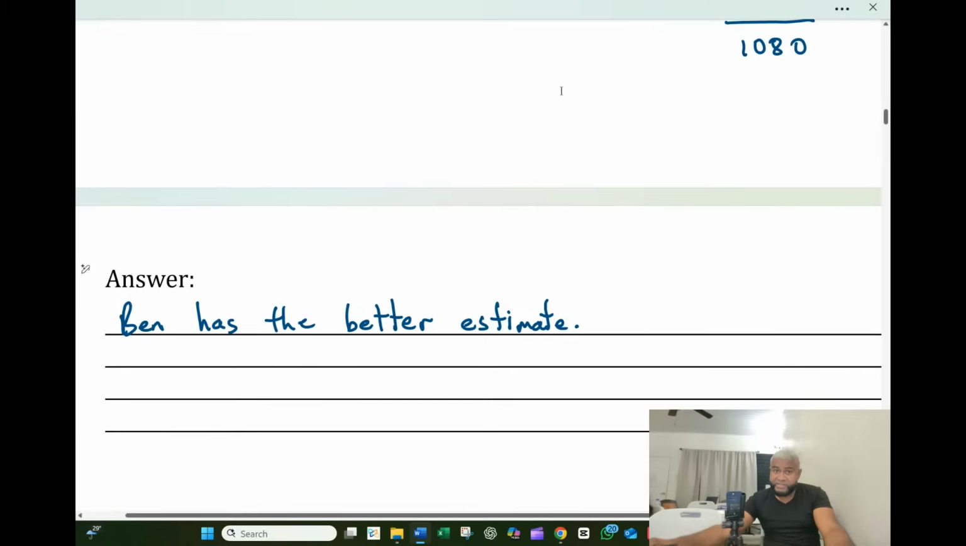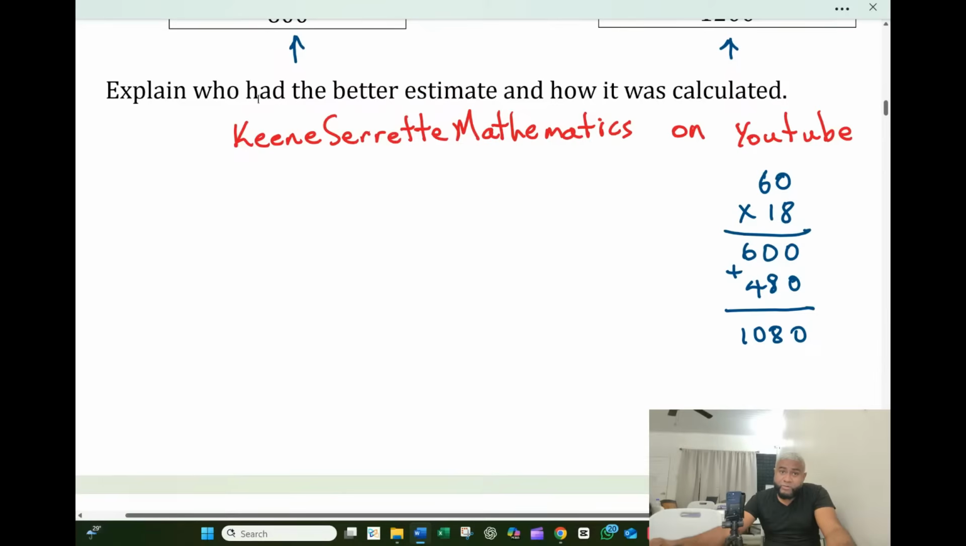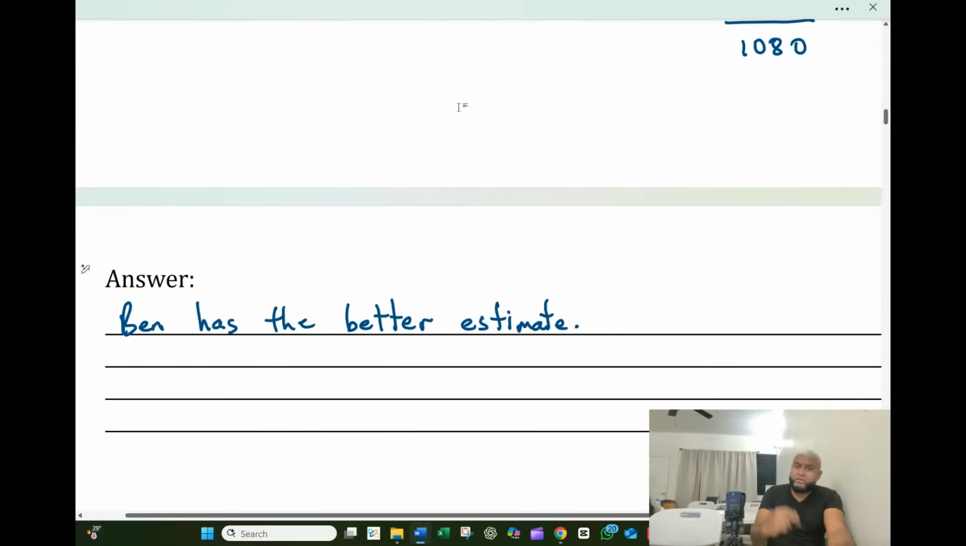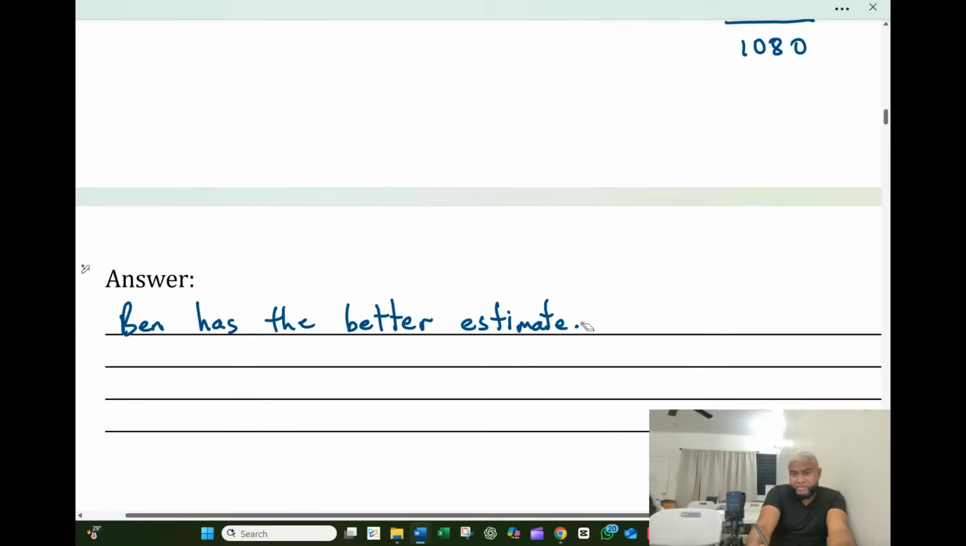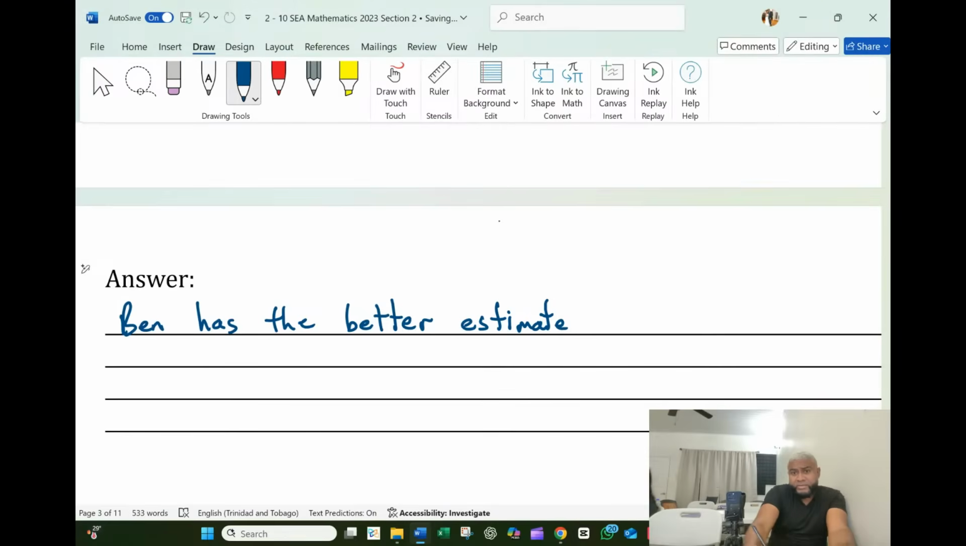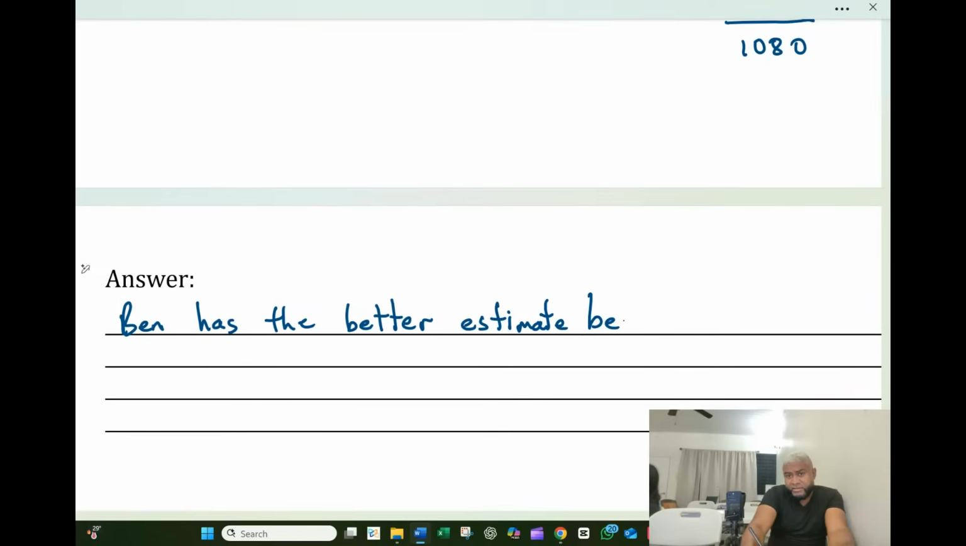That's what the first part of the question asks. Explain who had the better estimate and why. Why he had the better estimate? Because, let's put because here one time. Because his answer is closer to the correct answer.